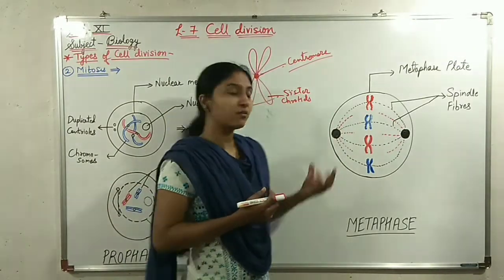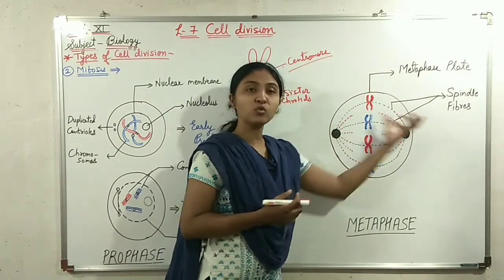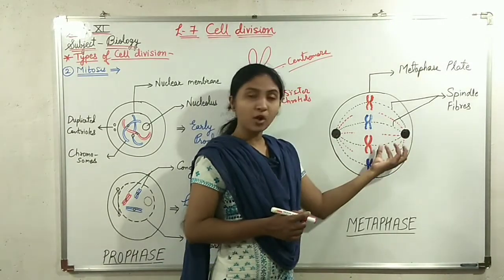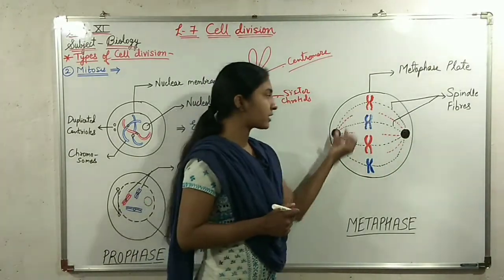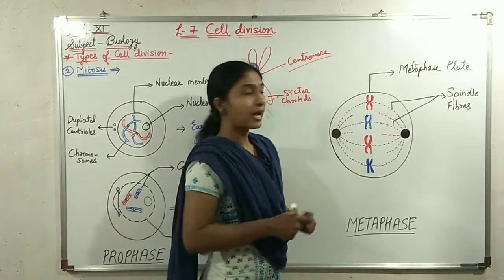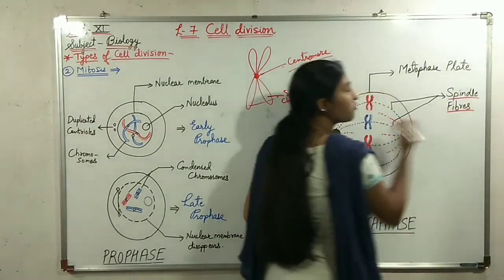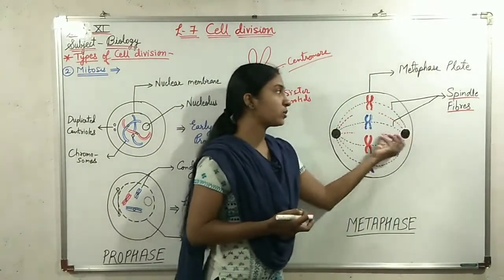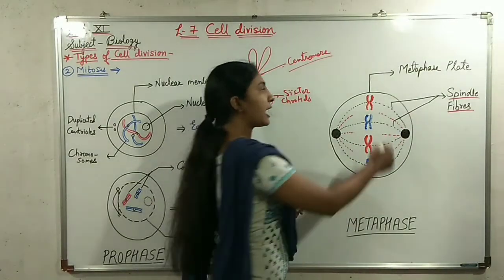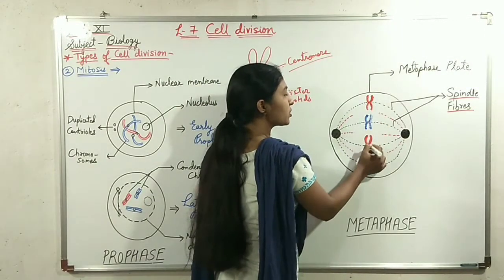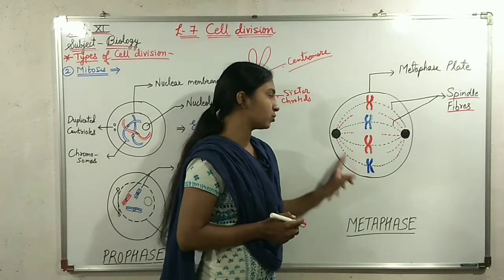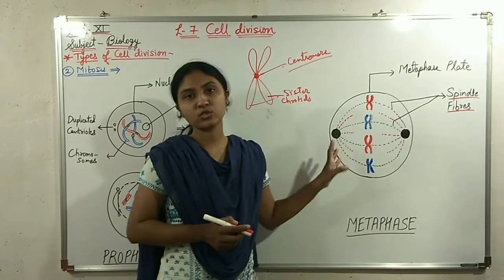Now what happens? The centrioles, which I said move towards the opposite poles in the cell, give rise to these strand-like structures that you see here. These are called the spindle fibers. From these centrioles the spindle fibers arise, and they get attached to each condensed chromosome.